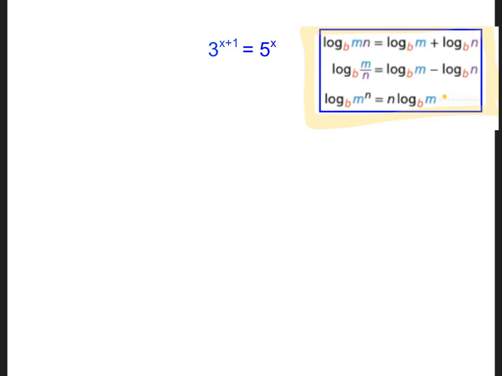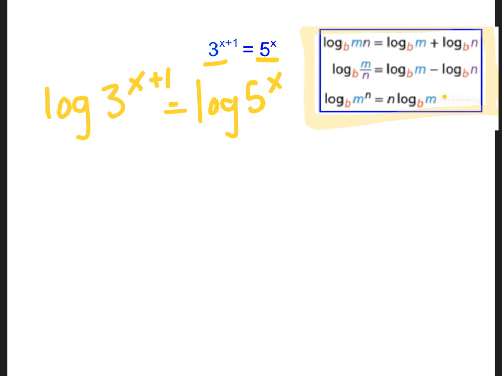All right, for this problem, this one's different than anything we've done before. Notice we have two different bases here. So instead of taking log base 3 or log base 5, I'm just going to take the log. I'm going to do the log of 3 to the power of x plus 1 equals the log of 5 to the power of x. When I do this, then I can use all of these rules over here.